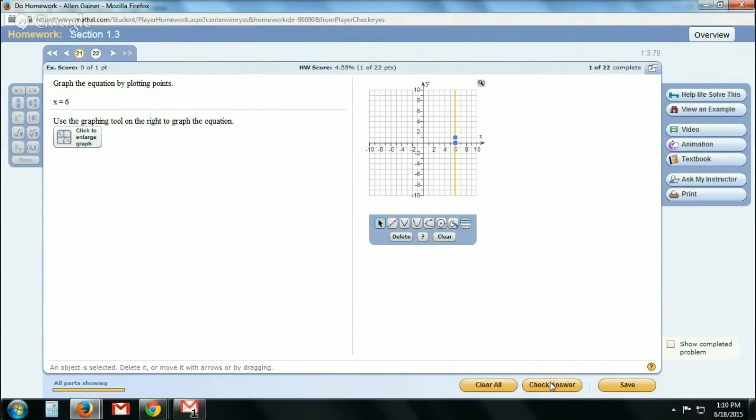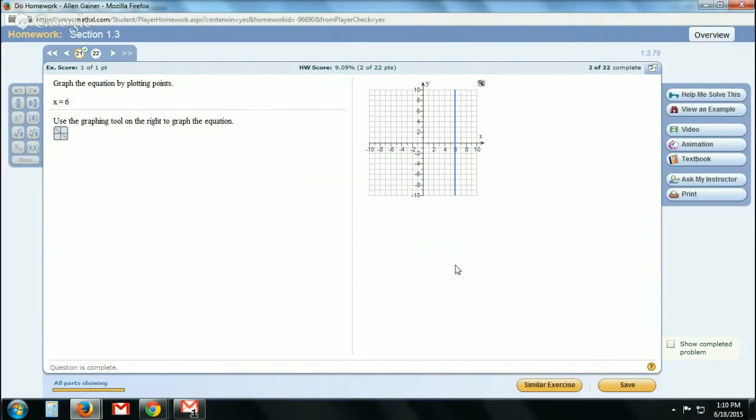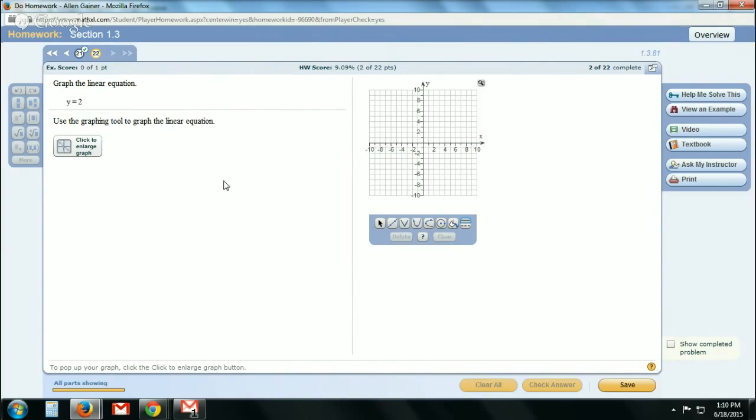X equals a number is a vertical line. Now, if x equals a number is a vertical line, what would be y equals a number? Y equals a number is a horizontal line, flat across from left to right. So now to draw y is equal to 2, let's come where the y values are equal to 2 here, and we'll either go left or right to find another point. I'm choosing to go to the right, and there is our horizontal line.